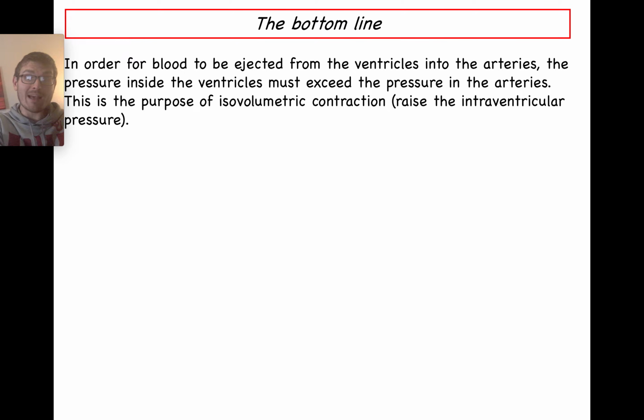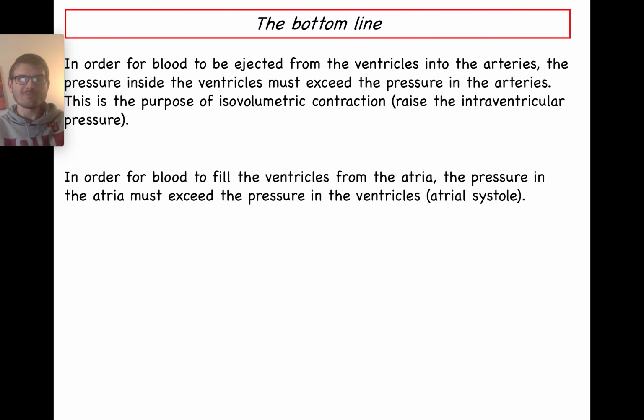But at the beginning of this cardiac cycle, when the ventricles are relaxed, the pressure in the ventricles is way, way, way below the pressure in the arteries. So that is the purpose of isovolumetric contraction. We want to raise that ventricular pressure so that it does get above the arterial pressure, so we can open those semilunar valves, so we can deliver our stroke volume.